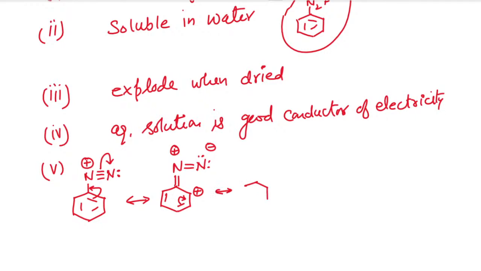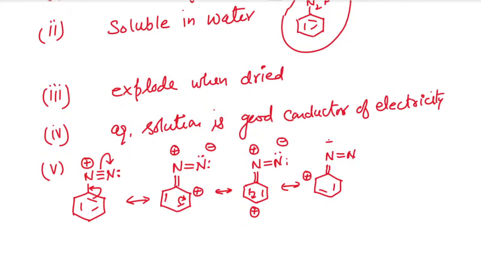Okay, I think this resonance part, you know, because you are in class 12th. So the C-N bond acquired double bond character due to resonance. But in case of aliphatic amine, there is no such thing. There is no resonance at all. That's why diazonium salt of aliphatic amine is highly unstable, or rather does not exist.